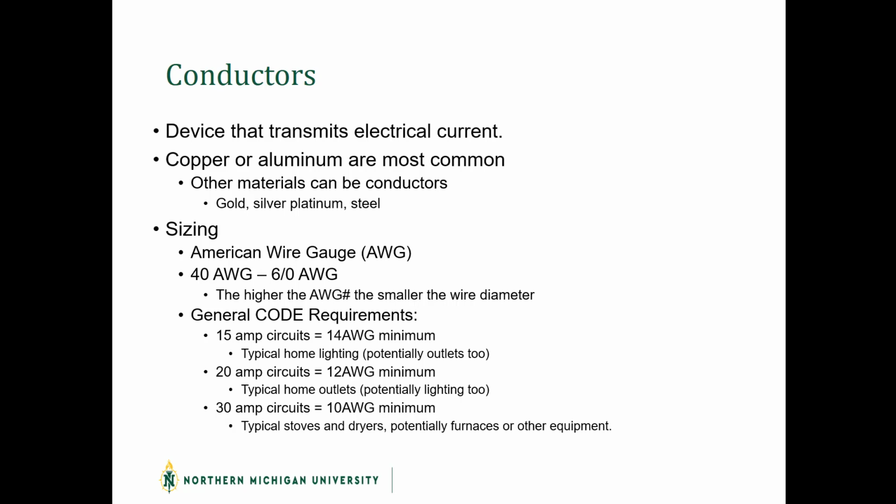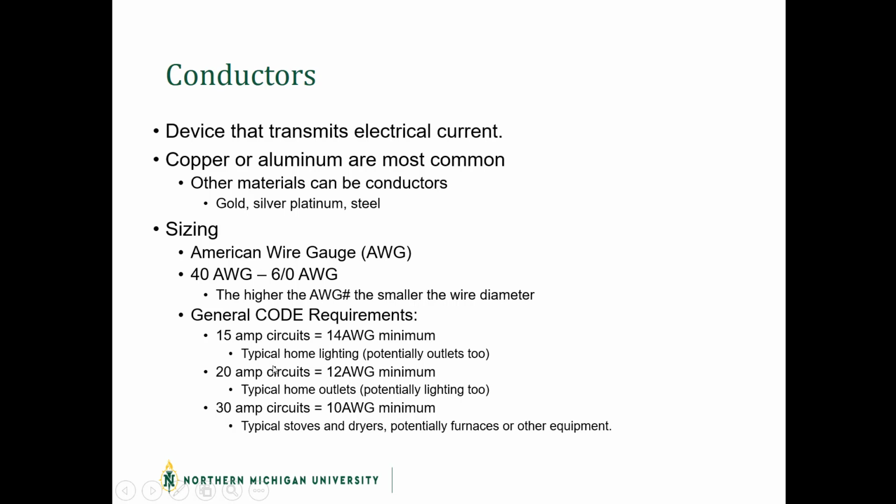When it comes to sizing of the conductors, we deal with the AWG, which is the American wire gauge. So you'll see anything from 40 down to 6. The higher that AWG is, the smaller the wire diameter. And in looking at a couple general code requirements, any 15 amp circuit would require 14 gauge wire at a minimum. Typically, we see this for home lighting, although we could potentially use it for outlets too.